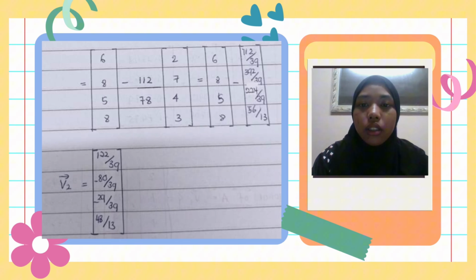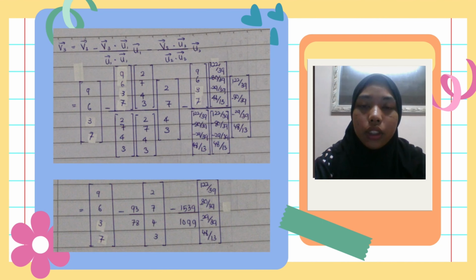So the answer that we will get for V2 is 122 over 39, negative 80 over 39, negative 29 over 39, and lastly 48 over 13. Next step, to find V3, we just add in another step at the back, which is V3 multiplied with U2 over U2 multiplied with U2 and multiplied with U2.